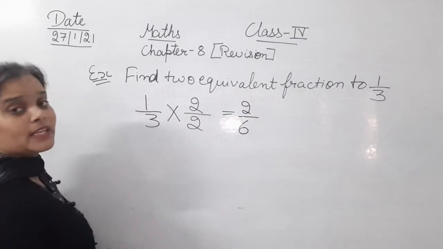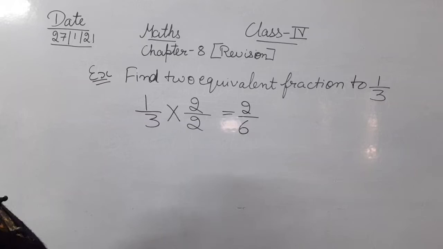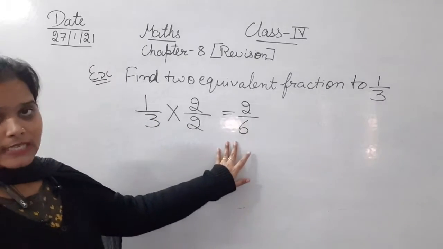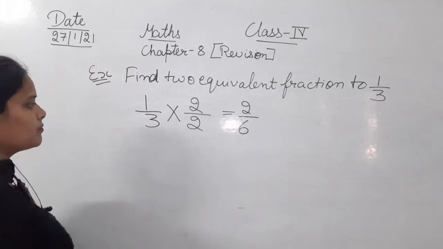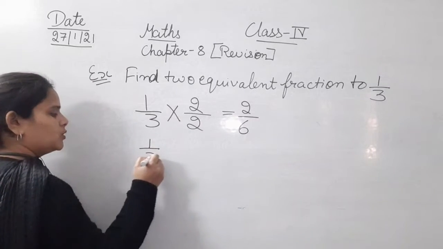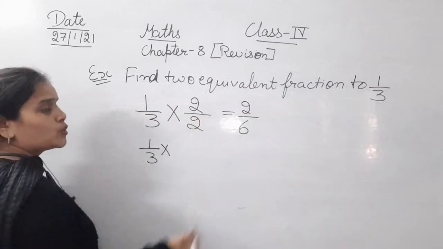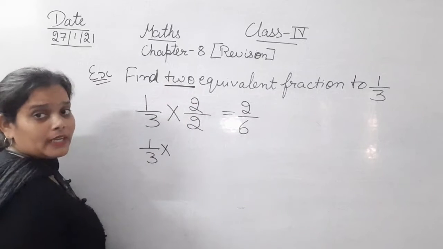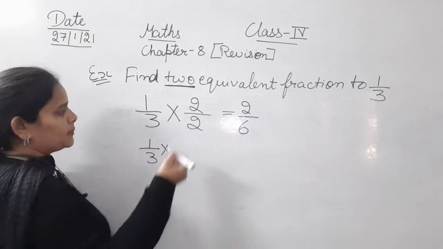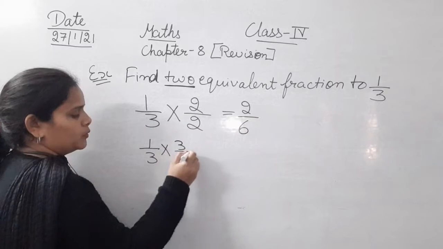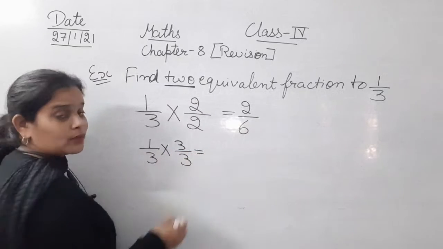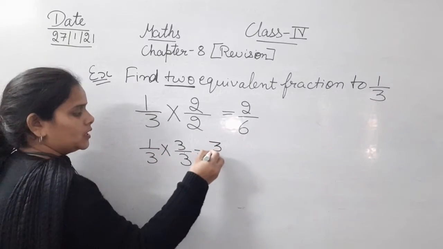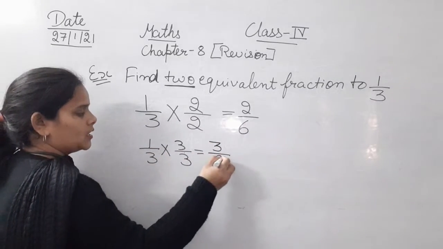So that means the next equivalent fraction that you have got after multiplying 1/3 with 2 is 2/6. Clear? Next, again multiply 1/3 with some other number so that we can get one more. Because we have to find 2 equivalent fractions. Okay, so after 2 let's multiply it with 3. Now numerator and denominator we can multiply with 3. Okay, 1 3s are 3, 3 3s are 9.